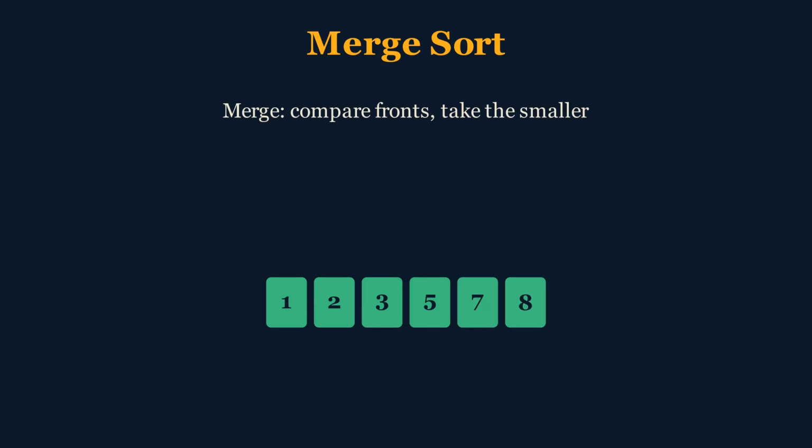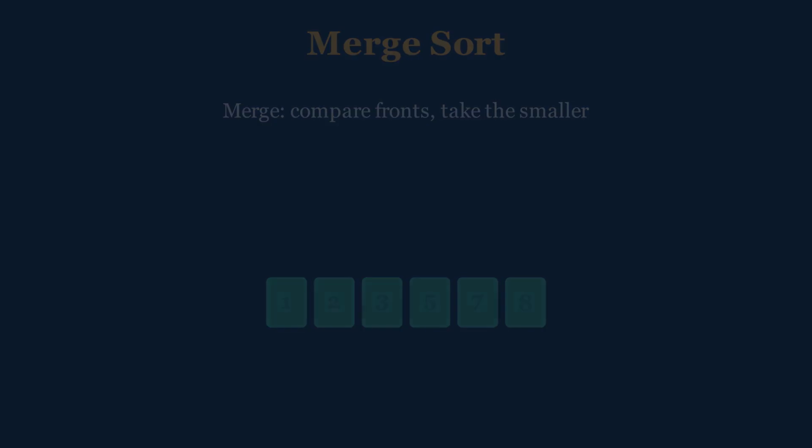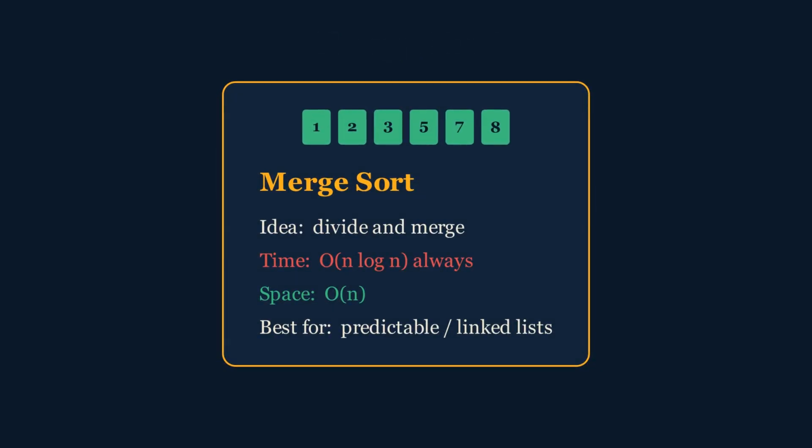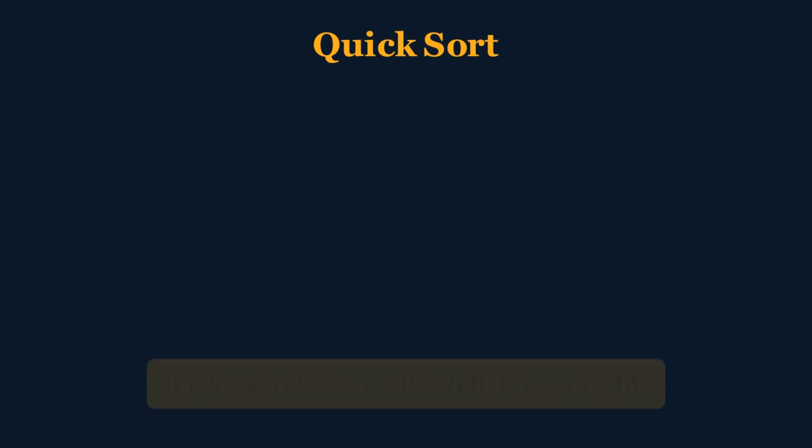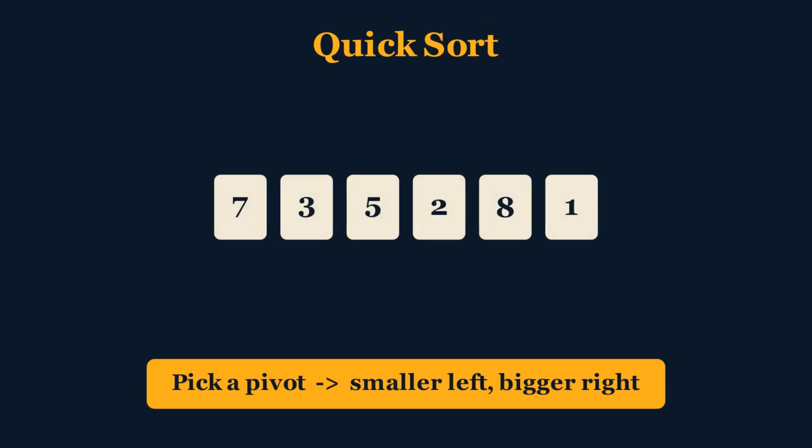The beauty? It's always big O of n log n, fast and predictable, every single time. It's stable, too. The trade-off? It needs extra space, big O of n, to do the merging. When you need guaranteed performance, Merge Sort delivers. And finally, the algorithm most languages use under the hood.